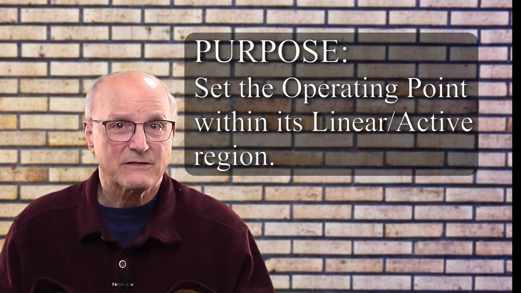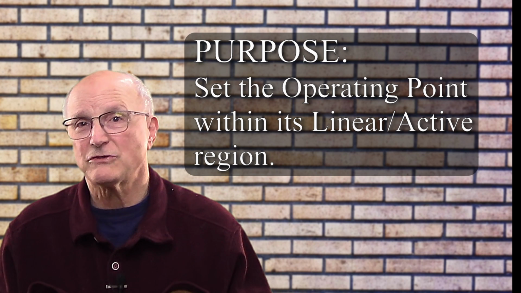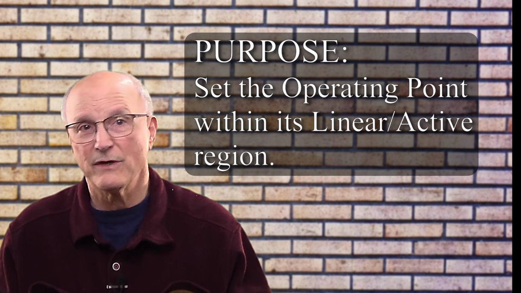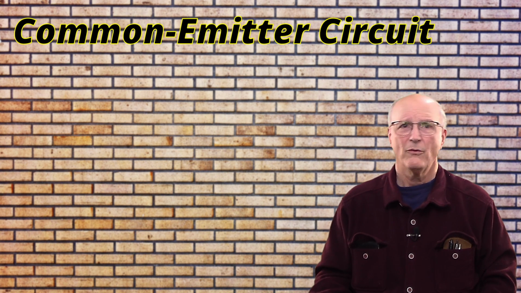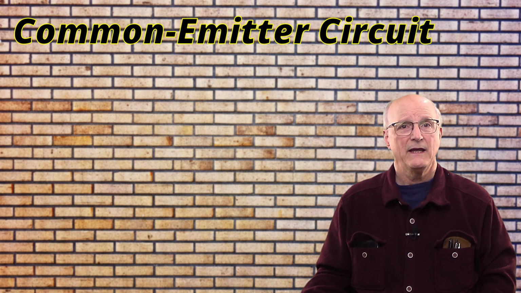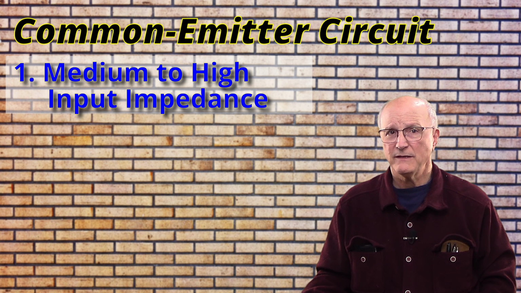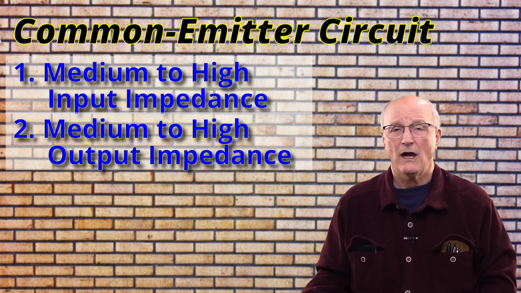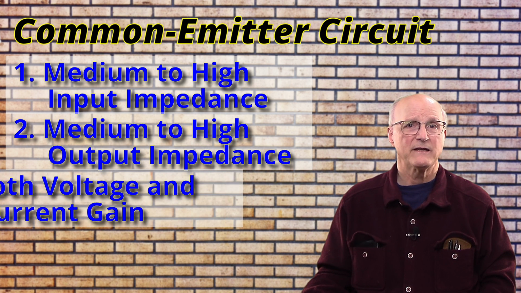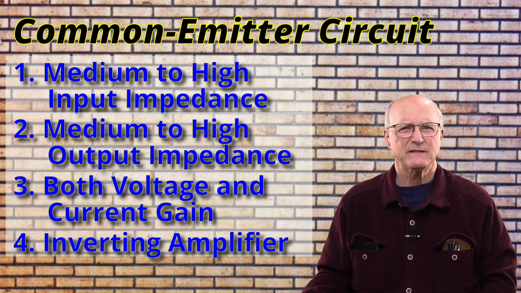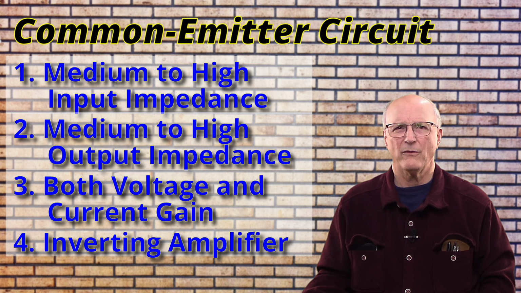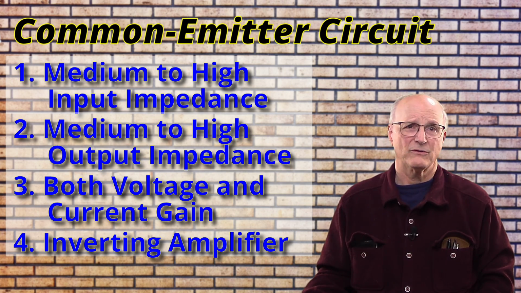The purpose of this exercise is to set the operating point of the transistor within its linear active region. So what does this circuit look like? We are talking about a common emitter configuration which has the following characteristics. It has a medium to high input impedance. It has a medium to high output impedance. It provides both voltage and current gain. It is an inverting amplifier, which means that its output is phase shifted by 180 degrees. In other words, when the input goes low, the output goes high.